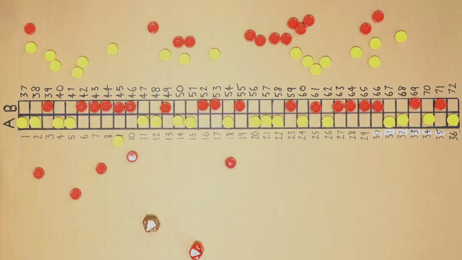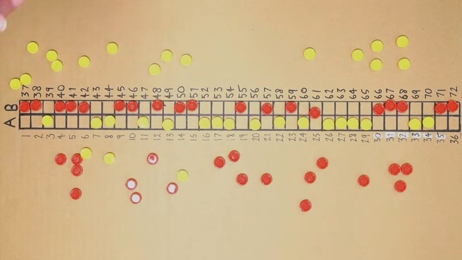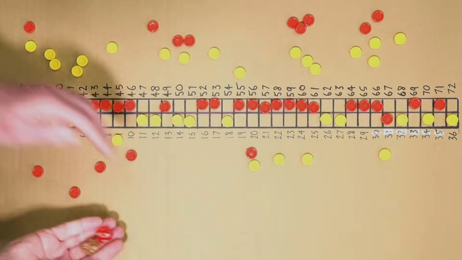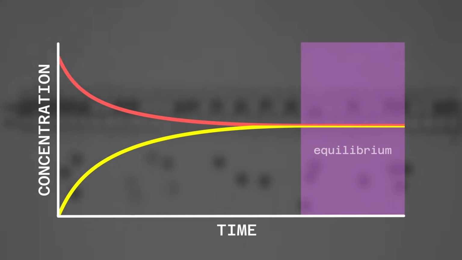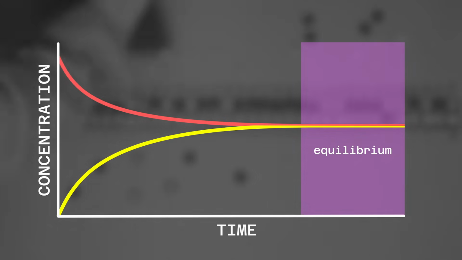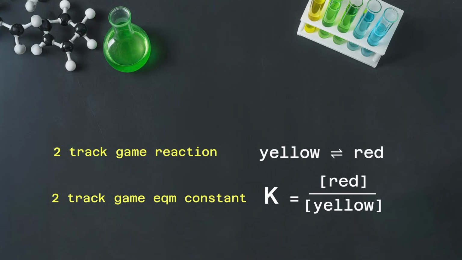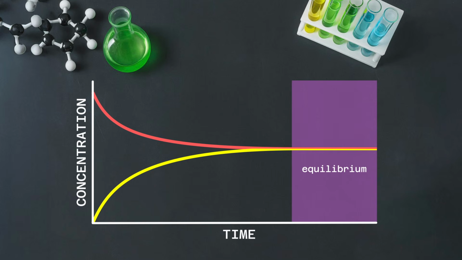And that's exactly how a dynamic equilibrium works. Once equilibrium has been reached, it's dynamic because as long as I play the game, the tokens are still changing sides. But it's an equilibrium because the total amounts of yellow and red don't change significantly. And we can calculate an equilibrium constant from this simply by dividing the number of red tokens by the number of yellow tokens, which in this case, of course, will be about 1, because the chances of yellow turning into red are exactly the same as the chances of red turning into yellow.